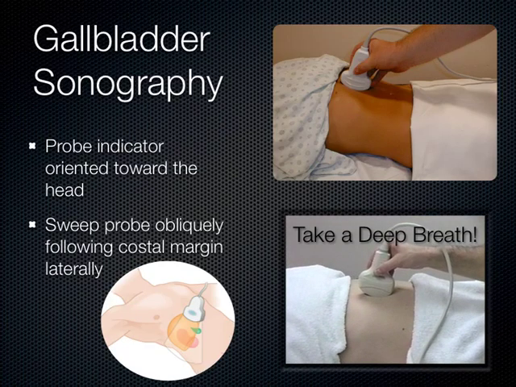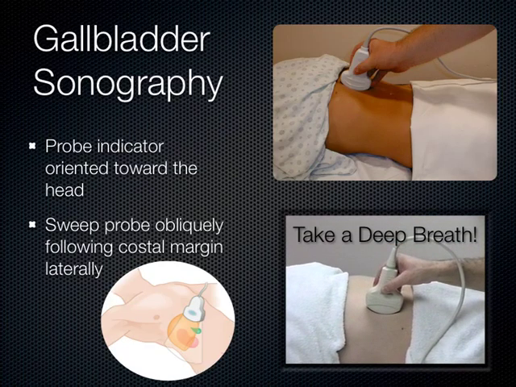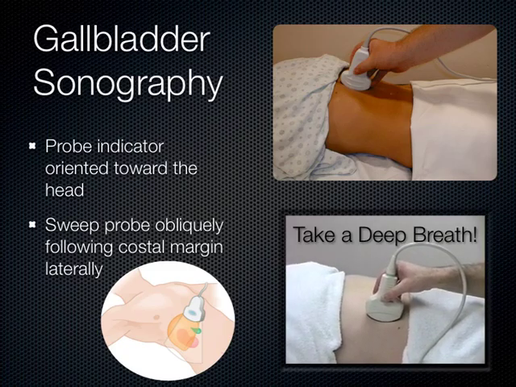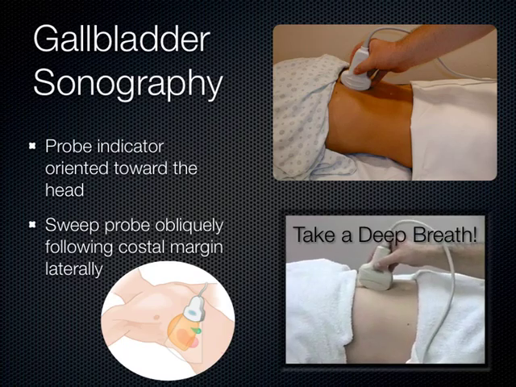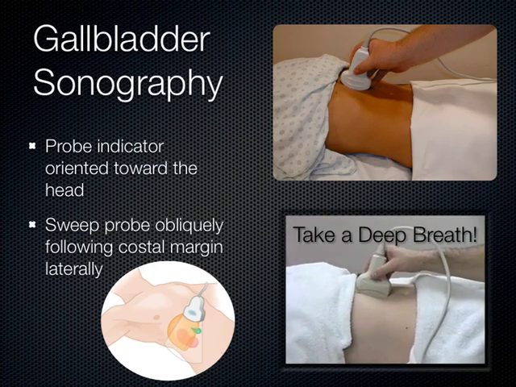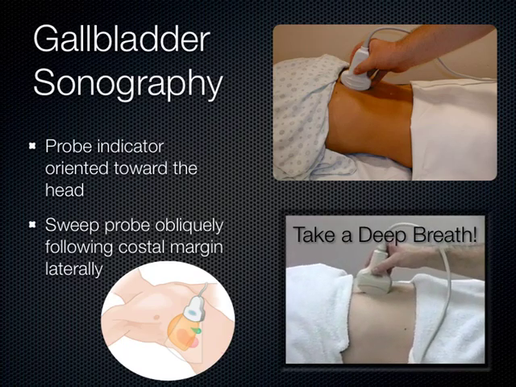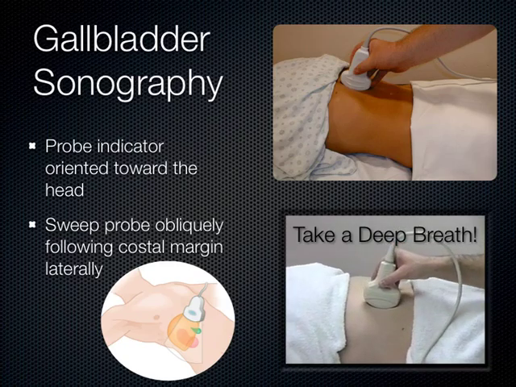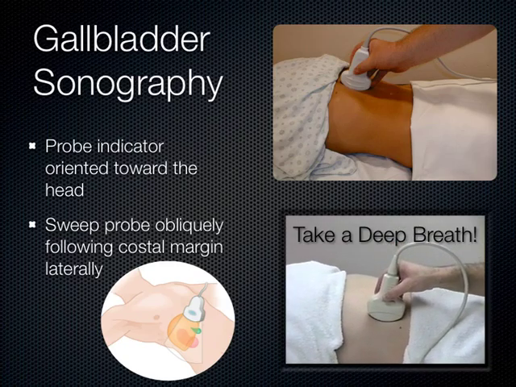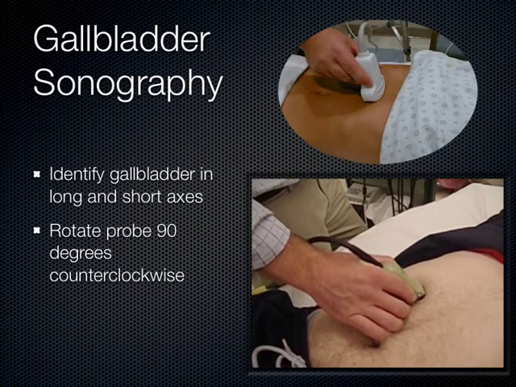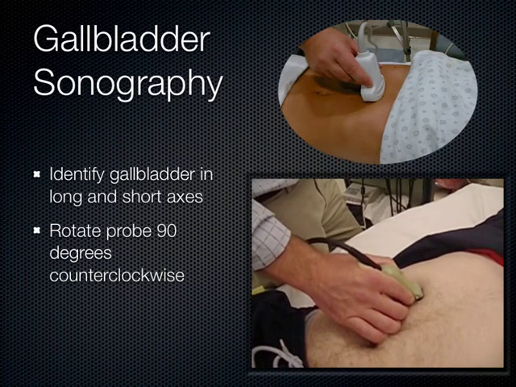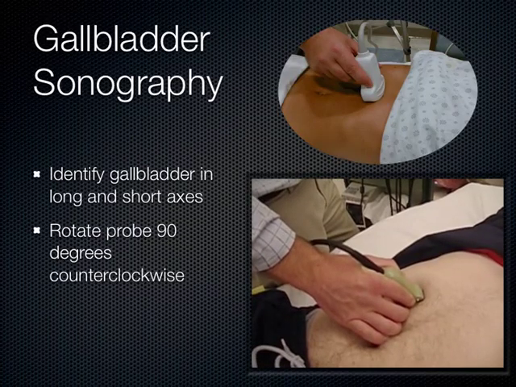We're going to have the indicator aimed towards the patient's head in a sagittal plane, and then the patient's going to take a deep breath, and that's called the subcostal sweep, okay? And once you get the gallbladder in its long axis, you can then rotate the probe 90 degrees to get the gallbladder in its short axis. Once you insufflate the gallbladder in the long axis, you also need to view it in the short axis.